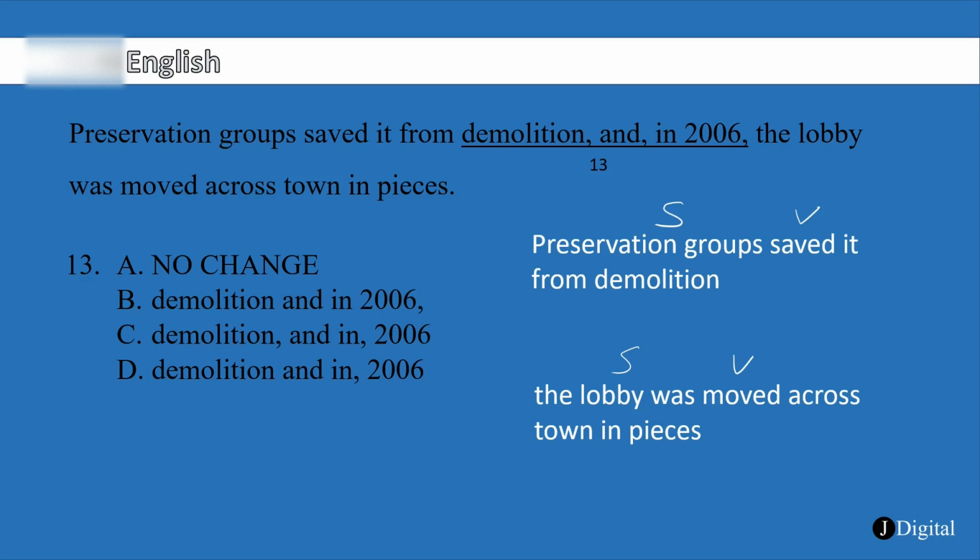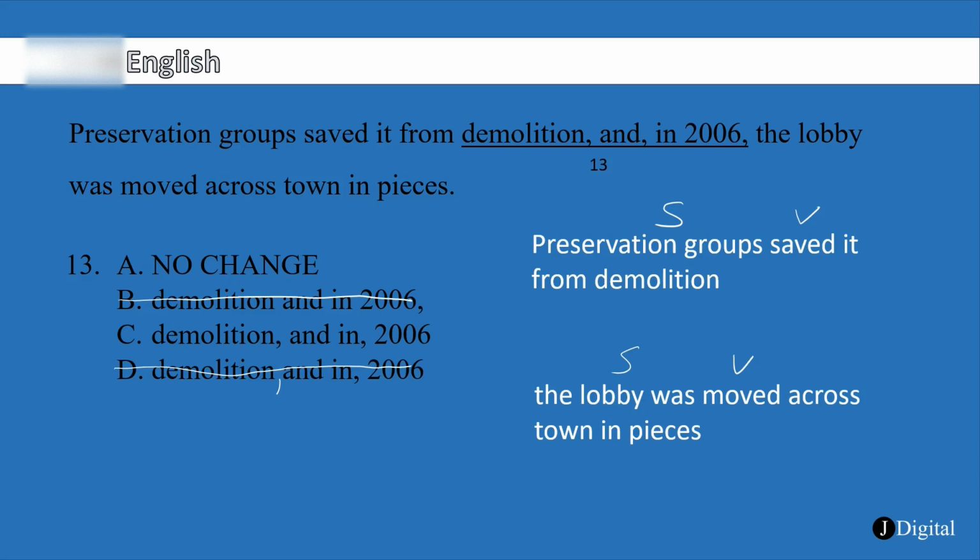To connect two independent clauses, we had three choices. The first choice was a comma and a conjunction. The second choice was just a semicolon. Third option was a semicolon plus a conjunction plus a comma, when you use a contrasting word like however or moreover. Now we look at our answer choices. We have none with a semicolon. So it's going to be a comma with a conjunction. So with a comma and conjunction, that's going to eliminate D. There's no comma before the conjunction. It's going to eliminate B.